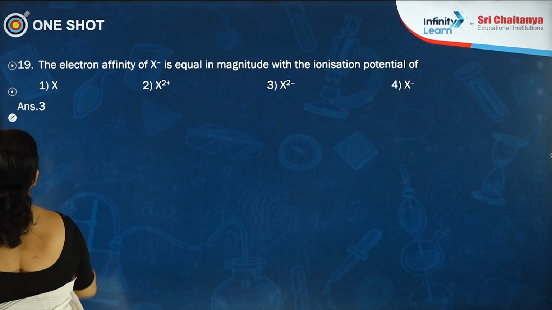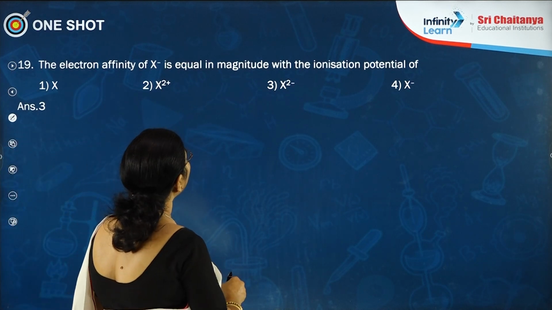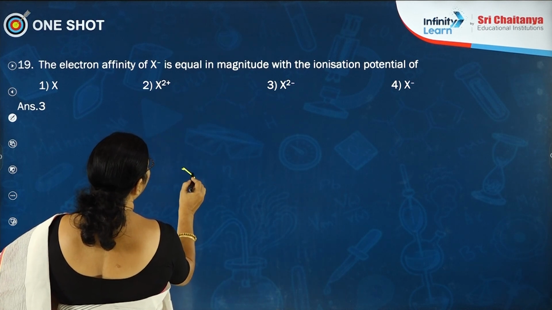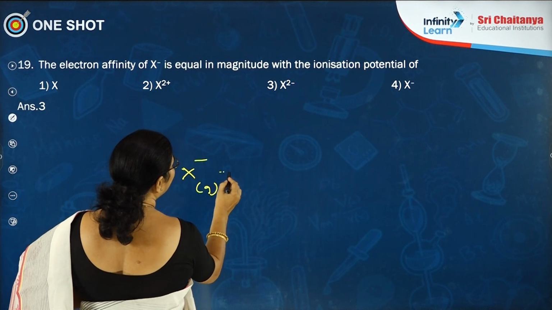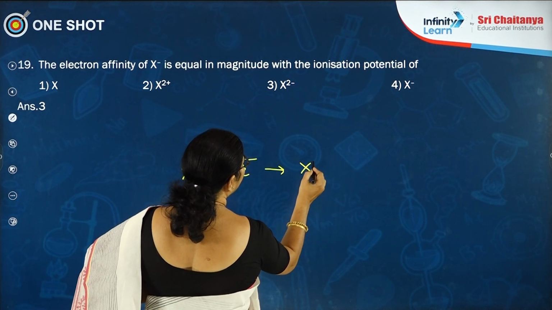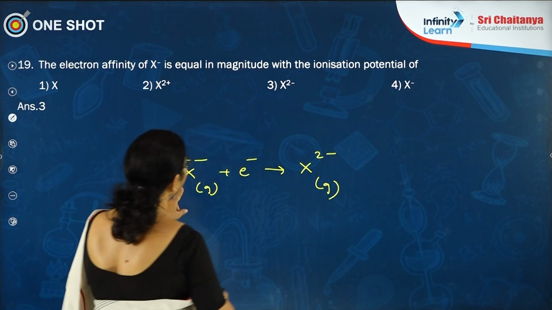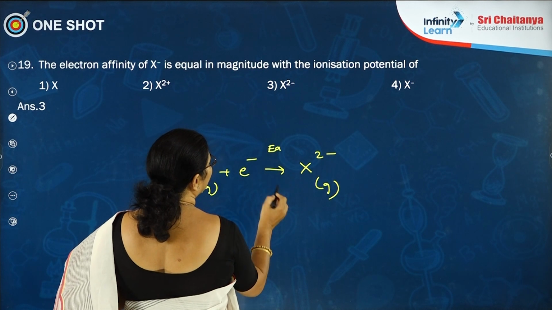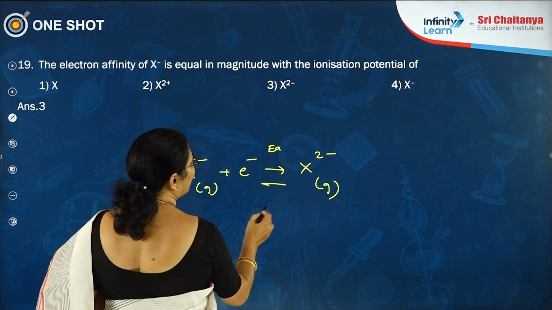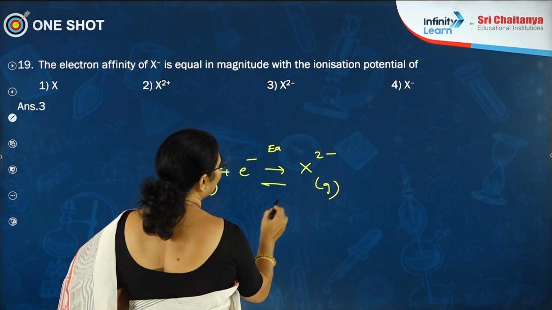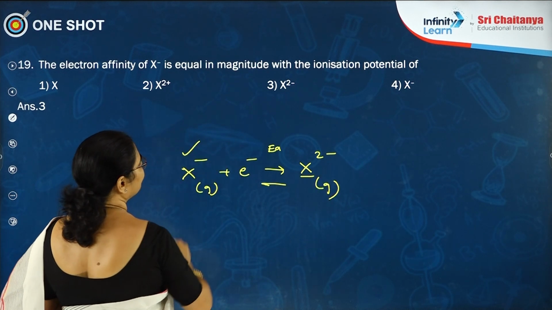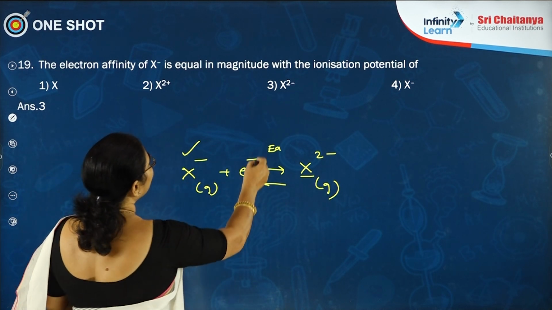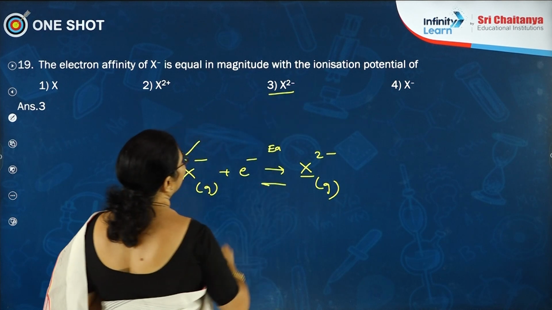Next. The electron affinity of X minus is equal in magnitude to the ionization potential of X2 minus. If you add an electron to X minus, it becomes X2 minus. This is the electron affinity of X minus. Now what is the reverse process? The reverse of EA is nothing but IP. From X2 minus, if you remove an electron we get X minus. So this is equal in magnitude to the IP of X2 minus.